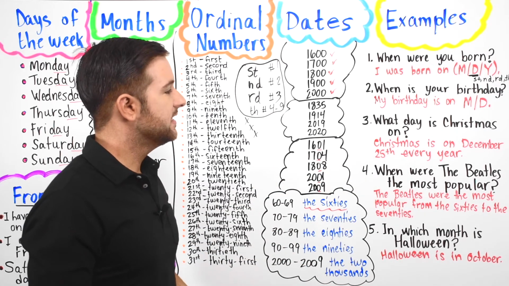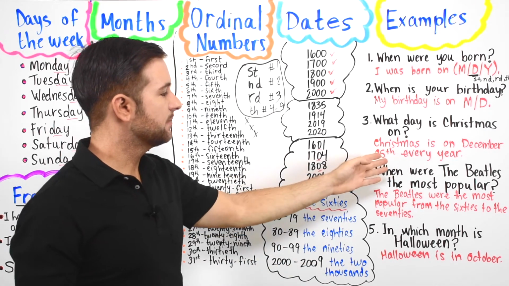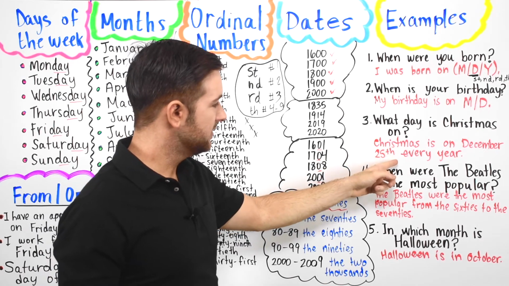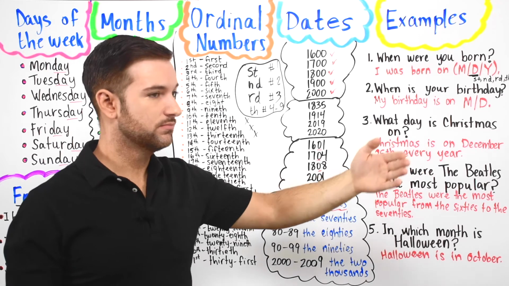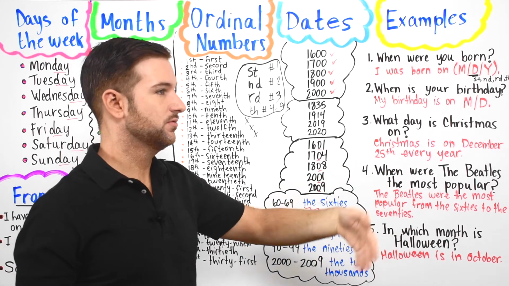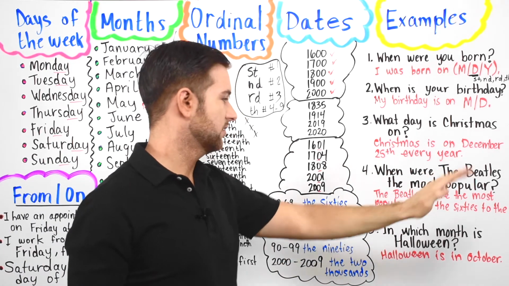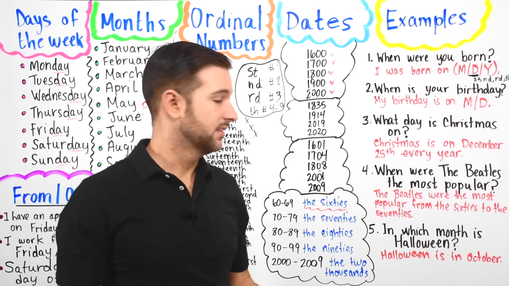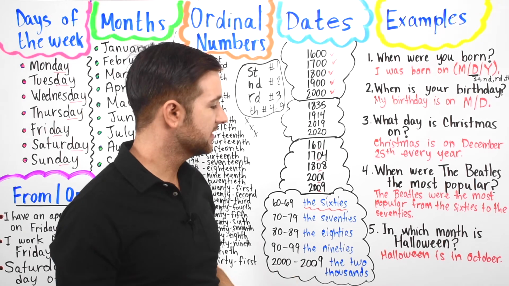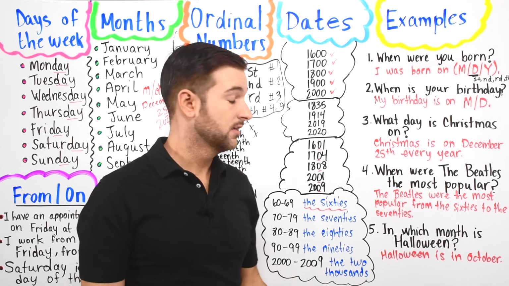Number 3, what day is Christmas on? Christmas is on December 25th. We have the ST every year. So every year, 2001, 2002, 2003, 2004, it keeps on going. Number 4, when were the Beatles the most popular? The Beatles were the most popular from the 60s to the 70s.